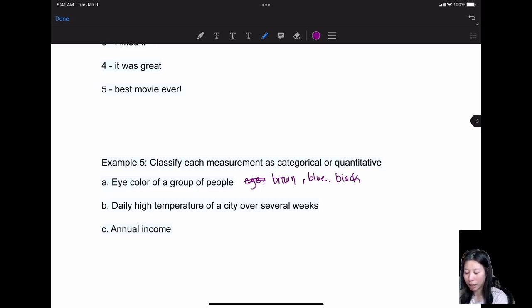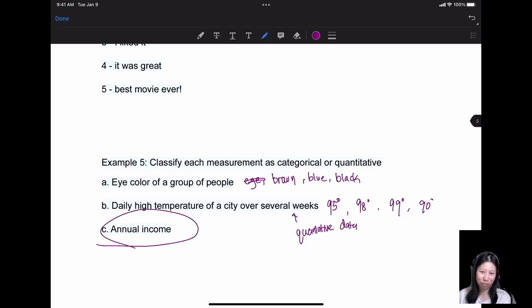B, daily high temperature of a city over several weeks. So recently, you may record, hey, 19.5 degrees, 19.8 degrees, and 19 degrees. But these numbers, you can average them and get a meaningful mathematical calculation about it. Say, hey, the average temperature in the past 1 week is 19.6 degrees. So this is quantitative data.